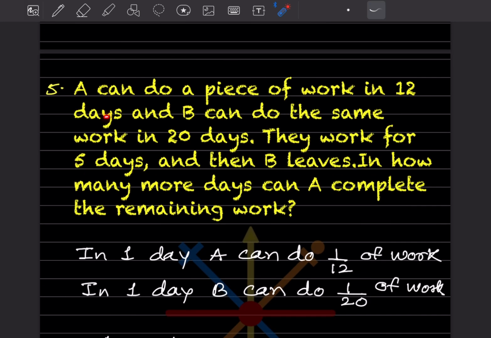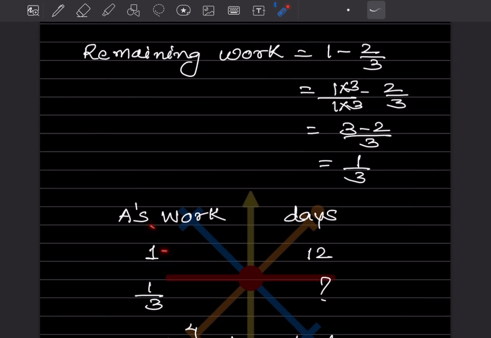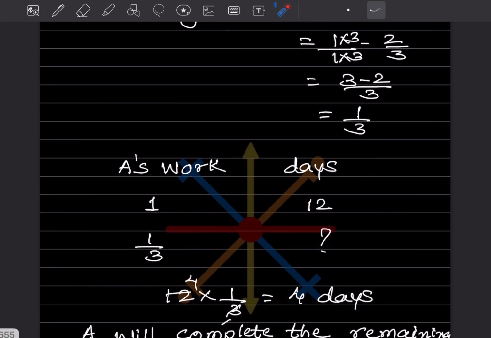So sorry for this one, 12 days. So here we'll write 1, A's work 1, and number of days is 12. So this is 1 by 3 hours, and this is for 1 hour. Now 1 by 3 hours, that is going to be how much? So we are going to cross multiply this one. So 1 by 3 into 12 by 1.